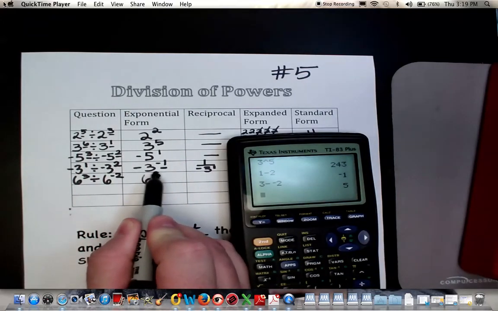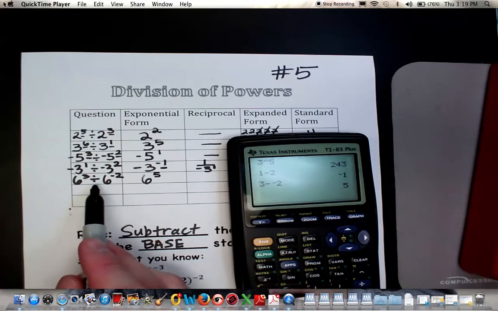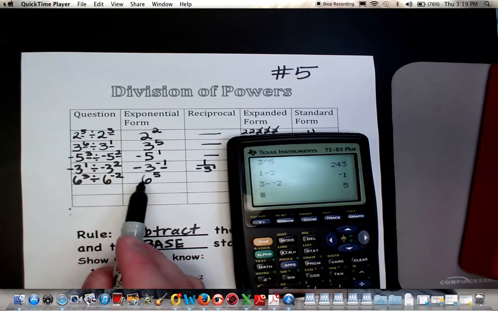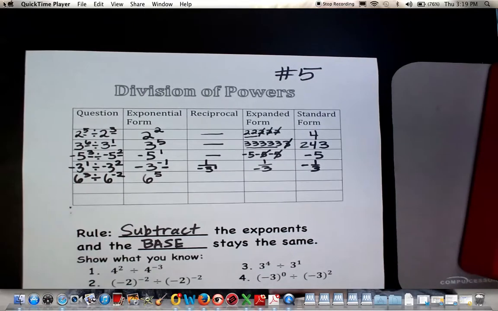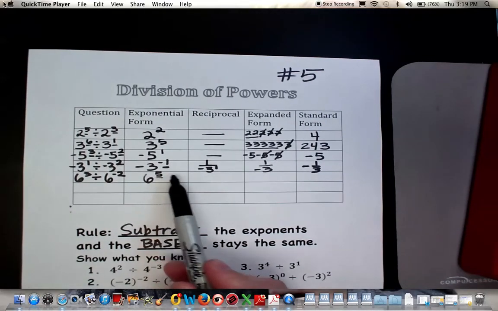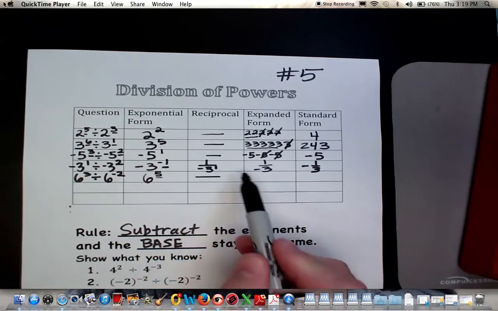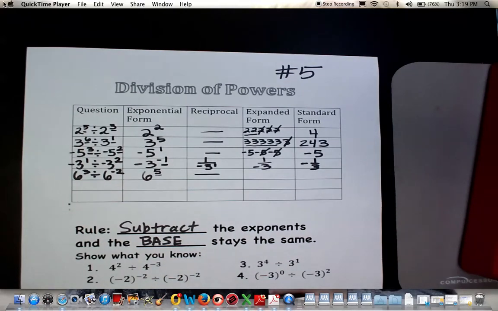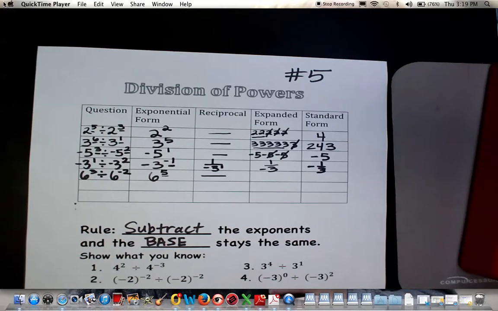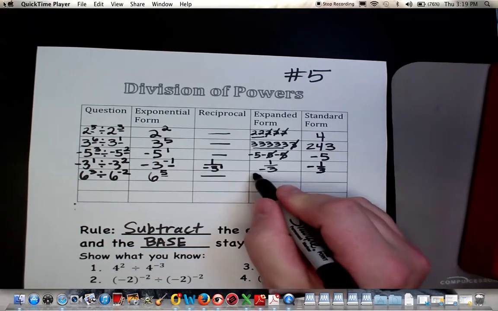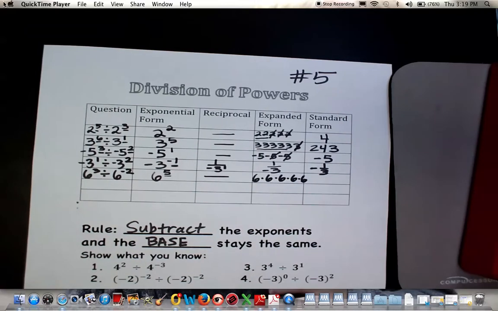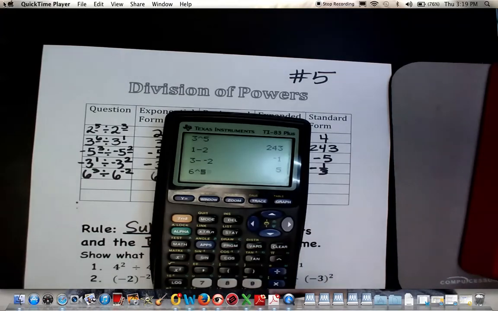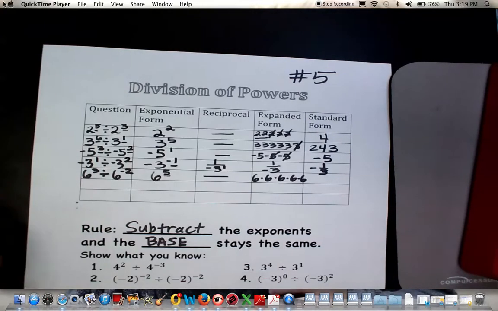So there it is in exponential form: 6 to the third power divided by 6 to the negative 2 power is 6 to the fifth power. Now do I need to take a reciprocal of it? That's positive. Since it's positive, I don't have to take a reciprocal, because it's already positive and I want it as positive. So now I just need to expand it out. It's going to be 6 times 6 times 6 times 6 times 6. And then in standard form, I have 7776. That's a funny answer.